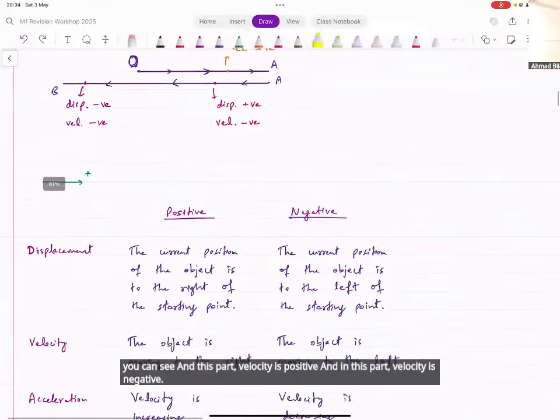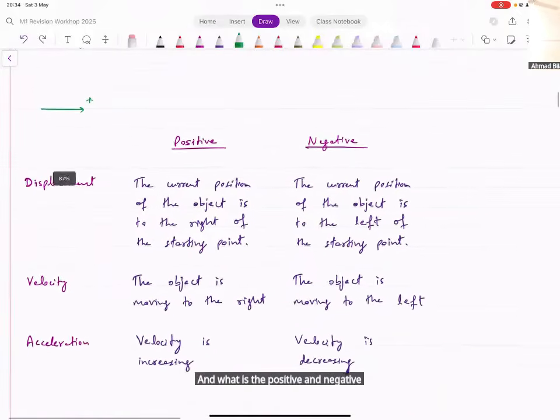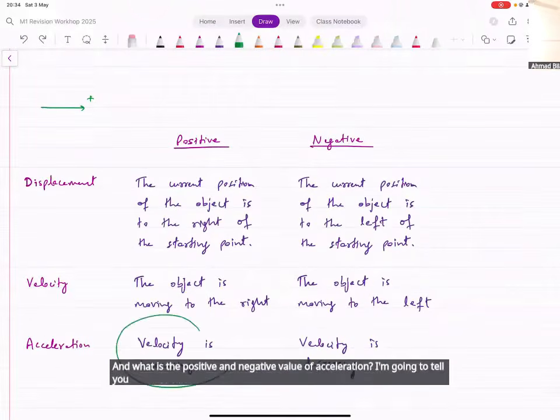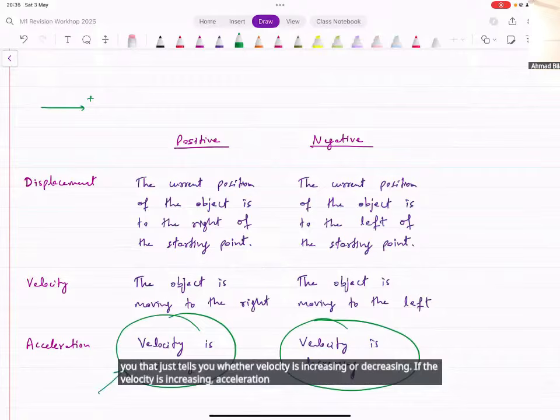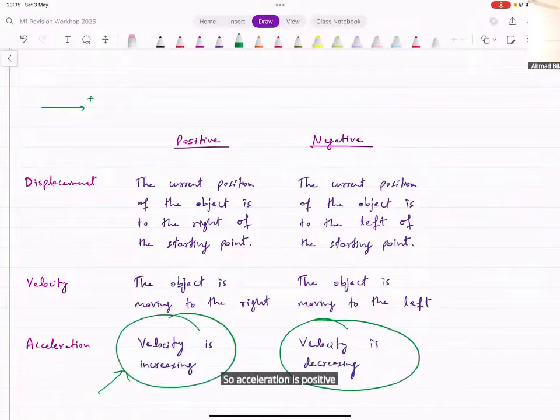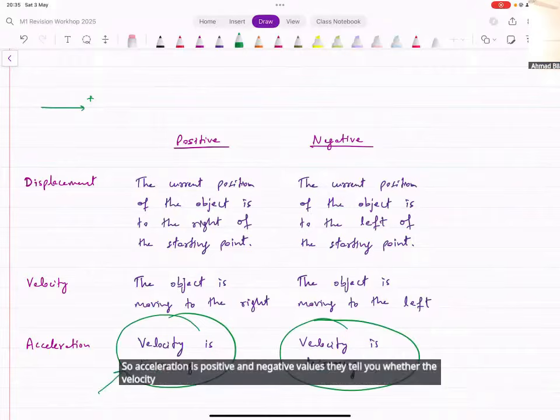And what is the positive and negative value of acceleration going to tell you? That just tells you whether velocity is increasing or decreasing. If the velocity is increasing, acceleration is positive. If the velocity is decreasing, acceleration is negative. So the positive and negative values of acceleration tell you whether the velocity is increasing or decreasing.